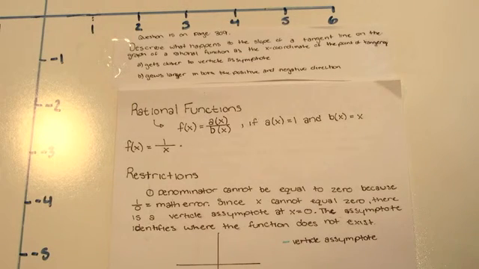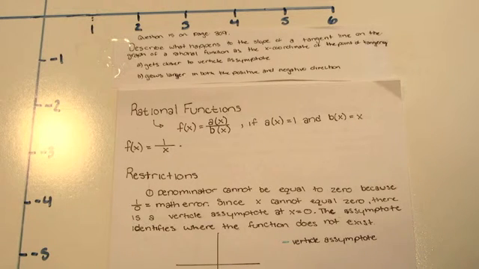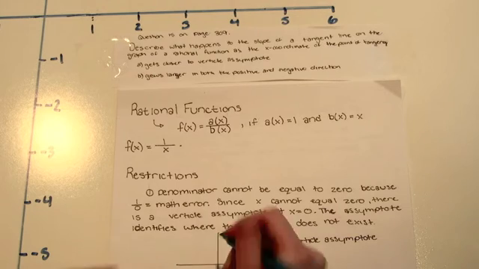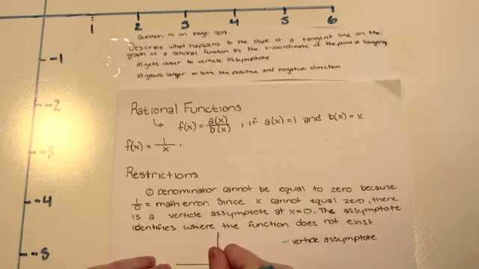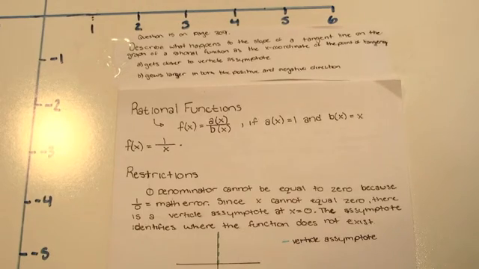A rational function can have restrictions in its range and domain. One restriction that this rational function has is that the denominator cannot be equal to 0. This is because 1 over 0 is undefined and can't exist. Since x cannot equal 0, there is a vertical asymptote at x equals 0. The asymptote identifies where the function does not exist.